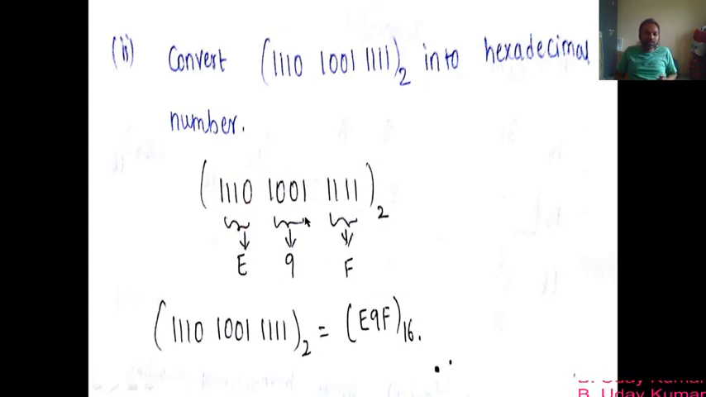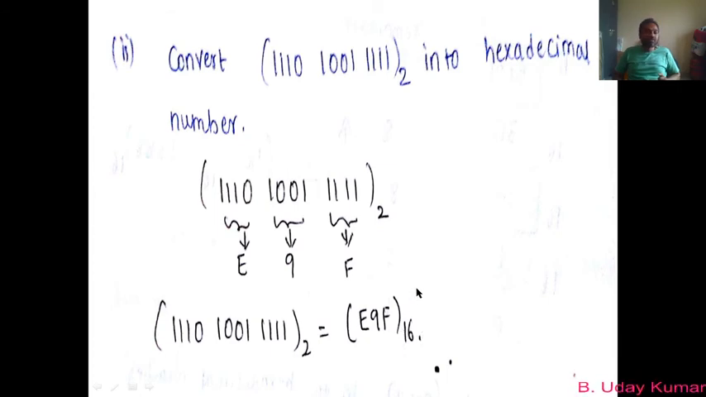Remember, the total digits given in this binary number are 12, which is a multiple of 4, and hence it is easy to compare now. So E9F becomes the hexadecimal conversion of this binary number. So 1110 1001 1111 to the base 2 is equivalent to E9F to the base 16.